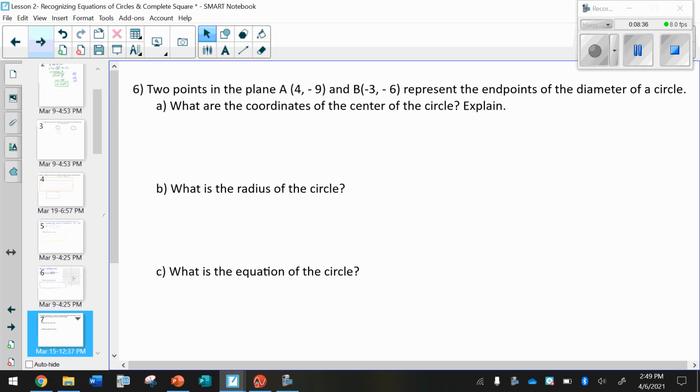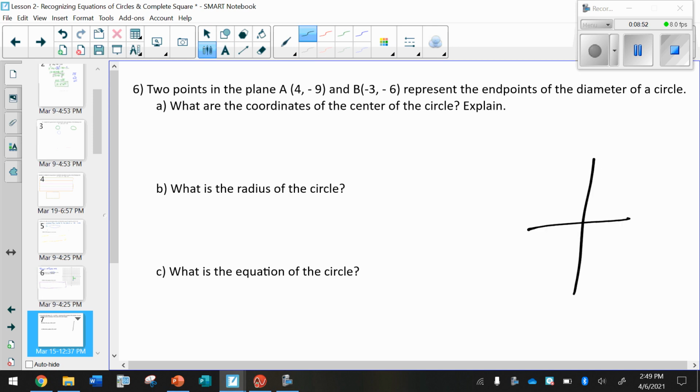Okay, two points in a plane, point A at (4, -9) and point B at (-3, -6), represent the endpoints of a diameter of a circle. What are the coordinates of the center of the circle? Well, let's visualize this. Makeshift graph, (4, -9), (-3, -6).